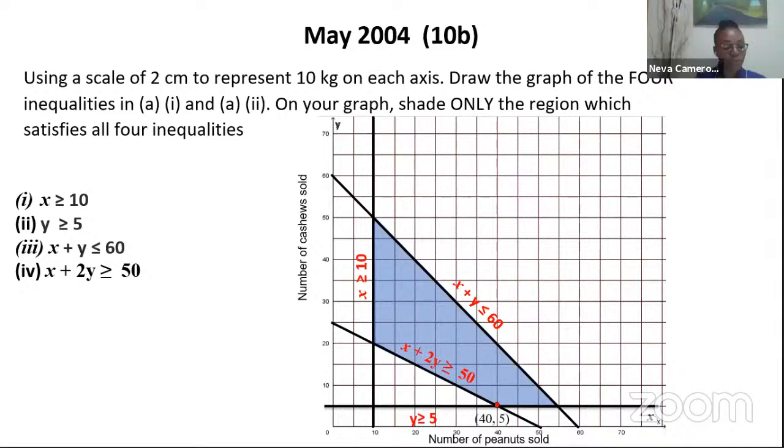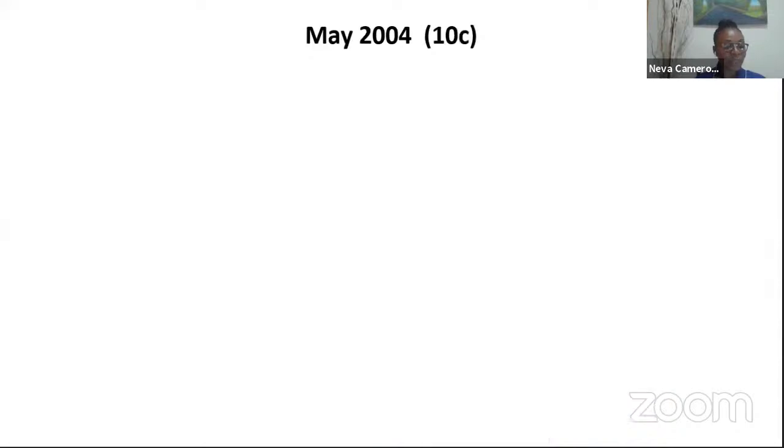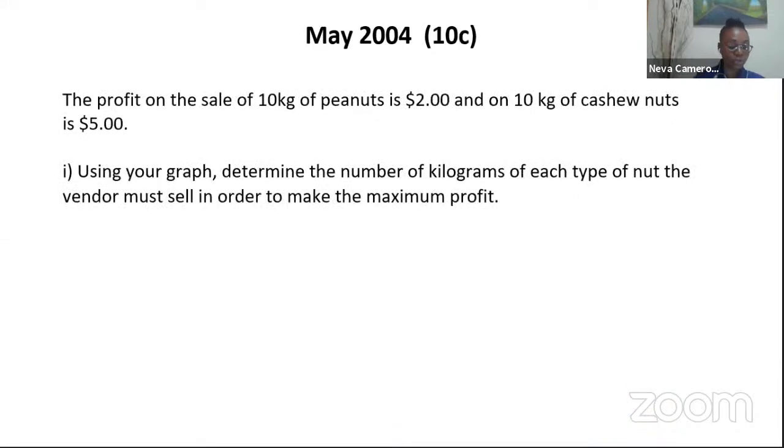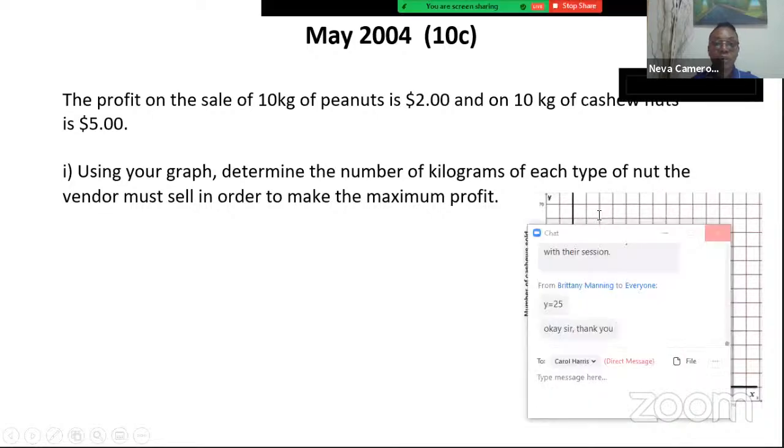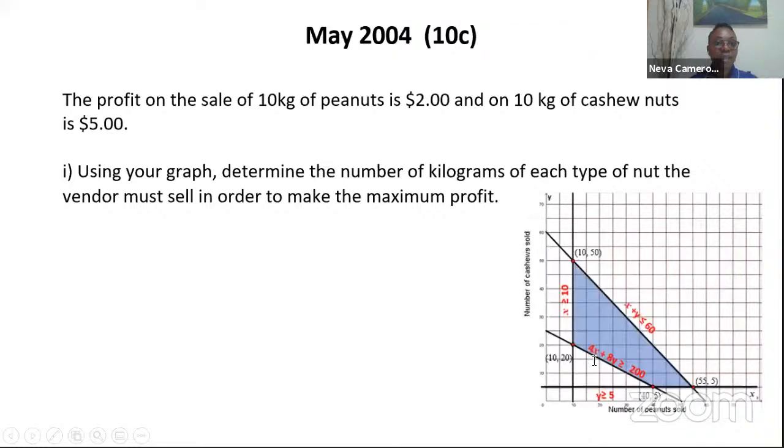All right, so moving on nicely. Now, the final part of this question before we go into the last 2 questions speaks to the profits. And remember, we spoke about the profit equation as it relates to what we did with the balloons. So the profit on the sale of 10 kilograms of peanuts is $2, and on 10 kilograms of cashew nuts is $5. So using your graph, determine the number of kilograms of each type of nut the vendor must sell in order to make the maximum profit.